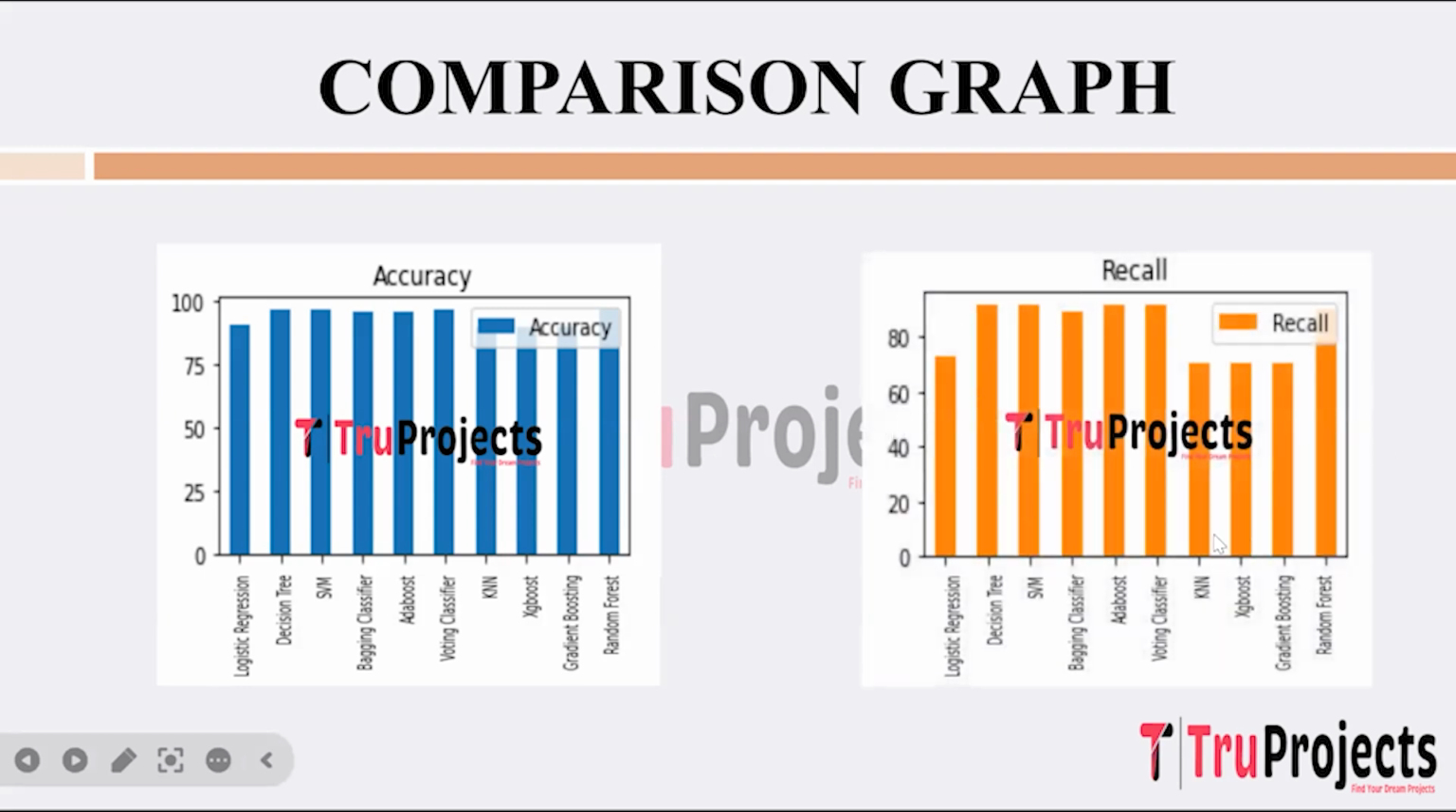This is recall comparison graph. Here on the x-axis we have algorithm name and on the y-axis we have recall score. Recall, also known as sensitivity or true positive rate, measures the model's ability to correctly identify all relevant instances in the dataset. It calculates the ratio of true positives to the total number of actual positive instances, true positives plus false negatives.